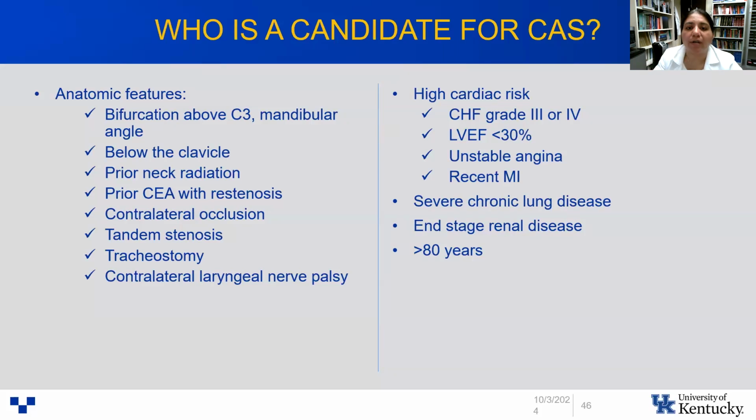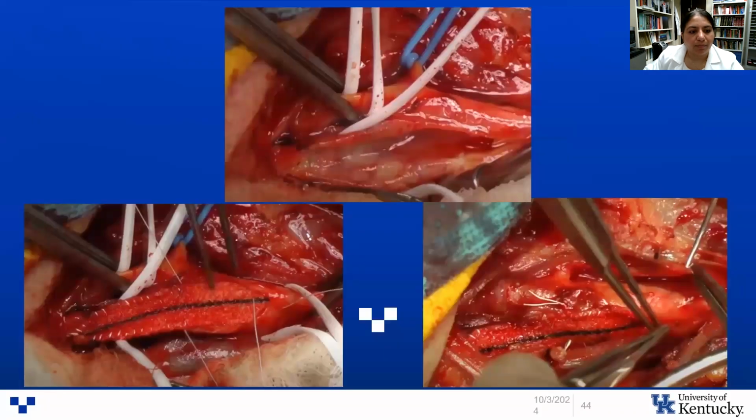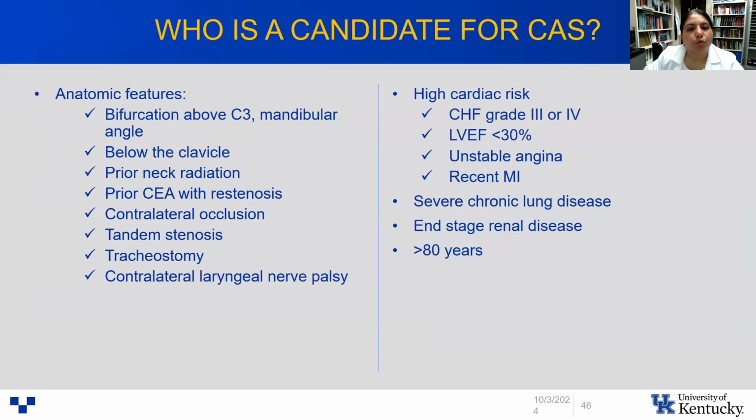A patient who has contralateral occlusion, say you want to operate on the right side and the left side is already chronically occluded. Because in CEA, you are putting these loops to shut off the blood supply. And if the other side is also completely blocked, the patient has higher risk of complications. And these patients would be more suitable for a carotid stent placement rather than CEA.